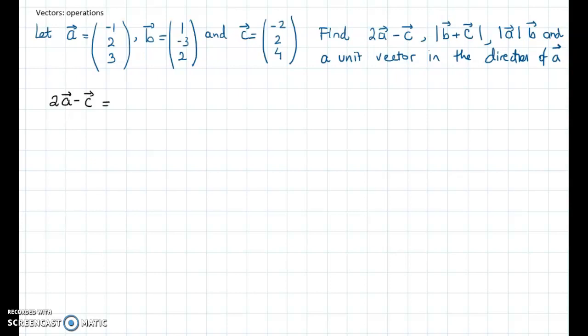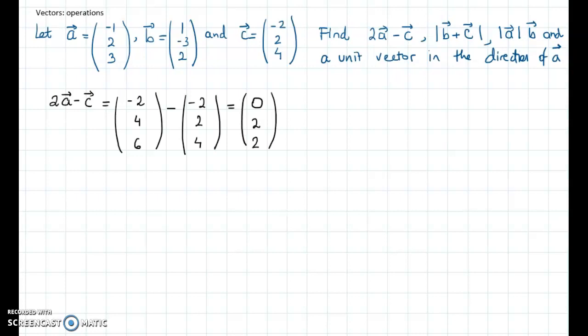That's how we got the vectors given. So I'm going to multiply the components of the vector A by 2 to get -2, 4, 6. And then I need to subtract the vector -2, 2, 4. And I need to subtract the components. So in the x component, I'm going to get 0. In the y component, 2. And in the z component, 2 as well. So this is the vector we wanted to find.